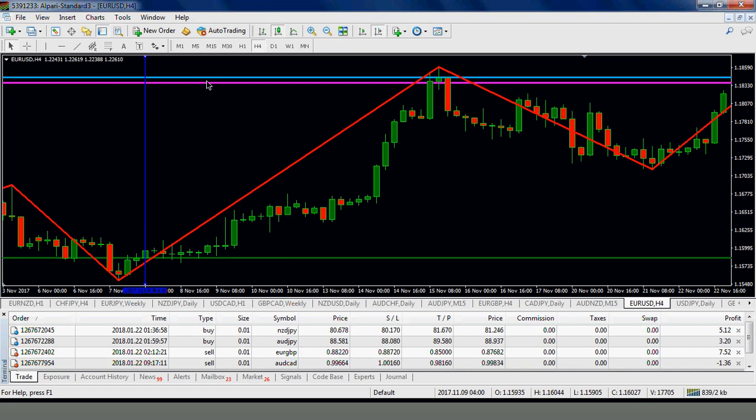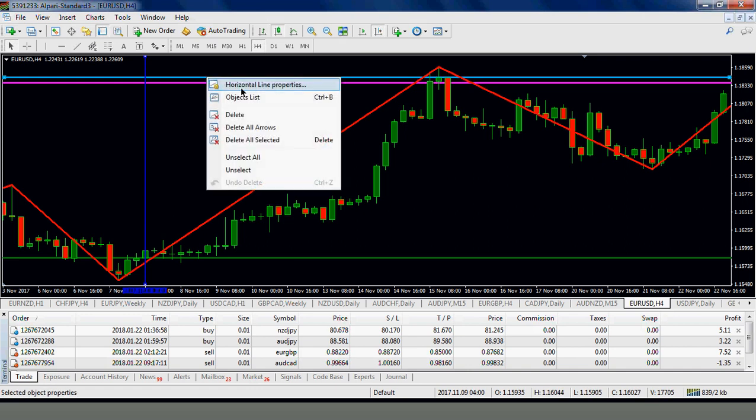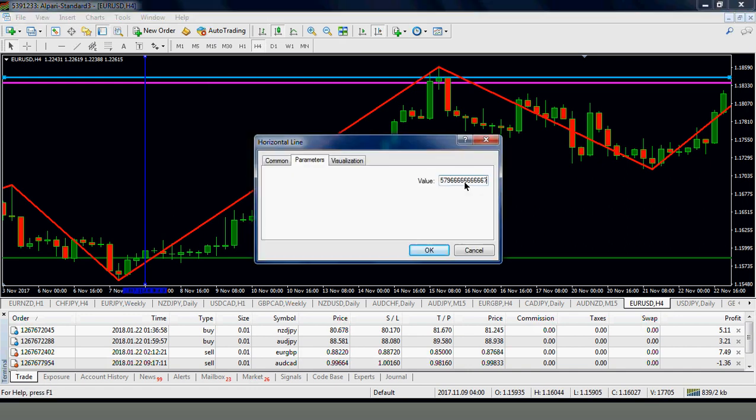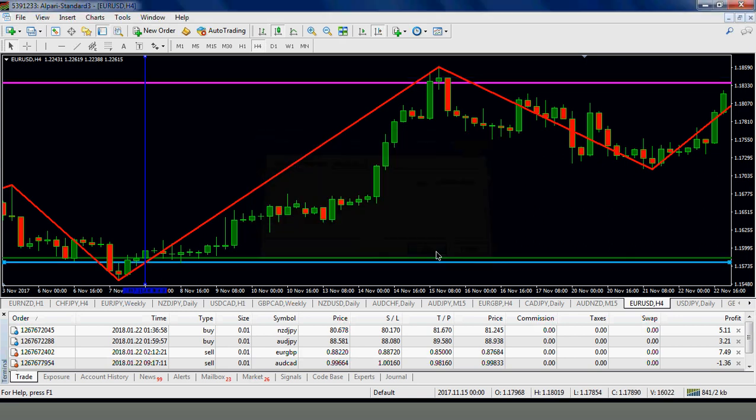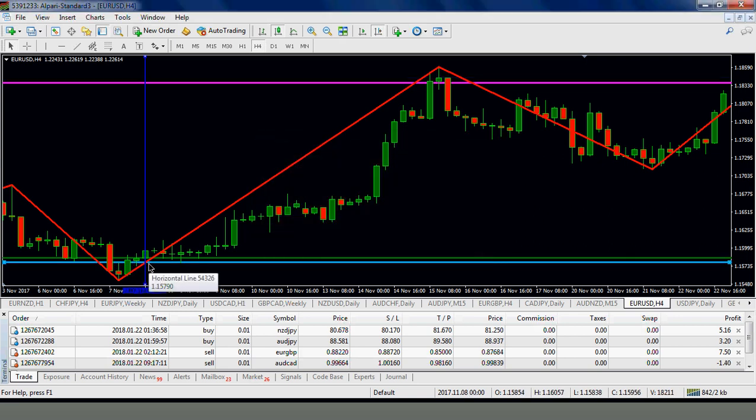So we have this as a 4 hour. I use the blue line for 4 hour pivot. I get the value. So we have this now. So you need to get the pivot on your longer time frame and also the medium time frame.